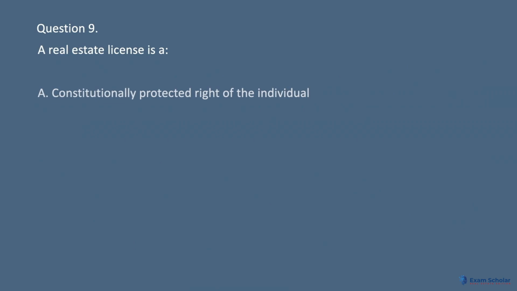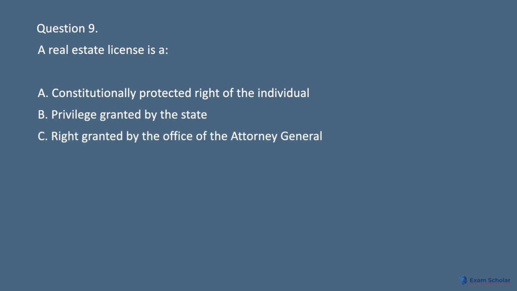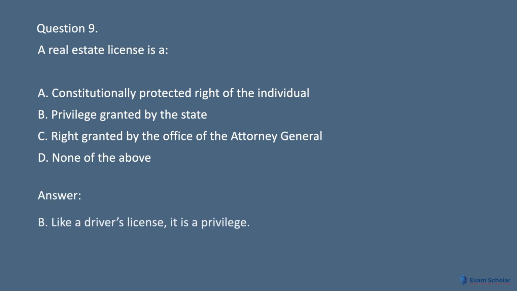Question 9. A real estate license is A. Constitutionally protected right of the individual. B. Privilege granted by the state. C. Right granted by the Office of the Attorney General. D. None of the above. Answer B. Like a driver's license, it is a privilege.